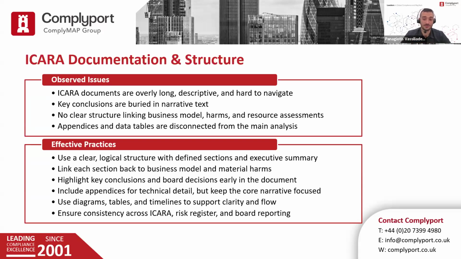Start with an executive summary that highlights the key conclusions and the board decisions. Then walk through the business model, harms, capital, liquidity, stress testing, and link each section back to the business model and the material harms, because these are the main sections within the ICARA. It is also advisable to use diagrams and tables to support clarity and flow within the ICARA report.